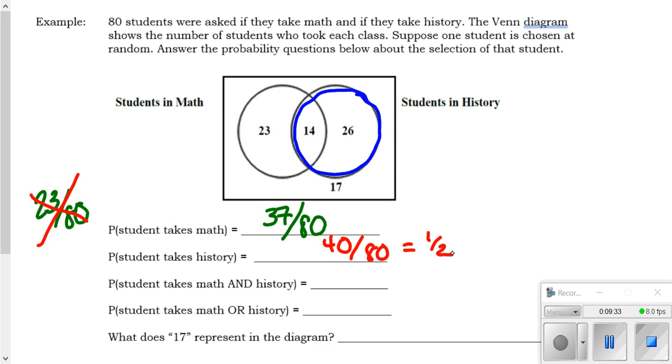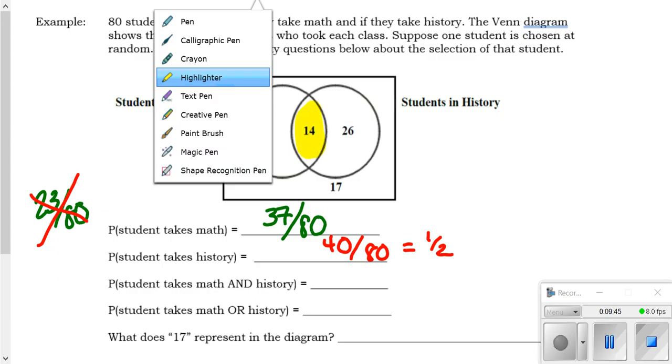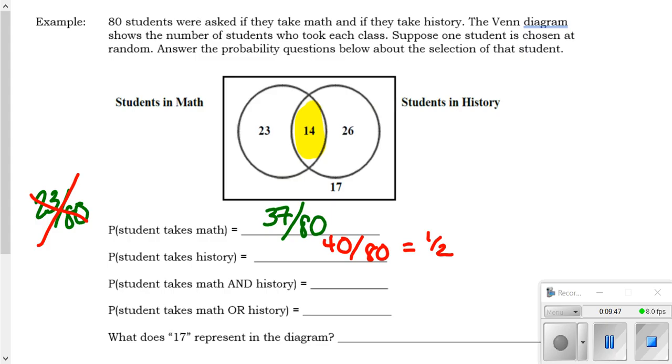The next question says find the probability that a student takes both, takes history and math. Well, that "and" indicates I'm looking here at this overlap region. That's what I want to look at. Those are the 14 people who take both. So that's 14 out of 80.